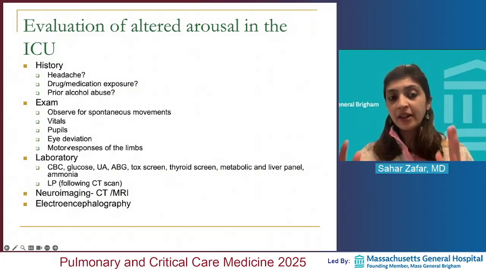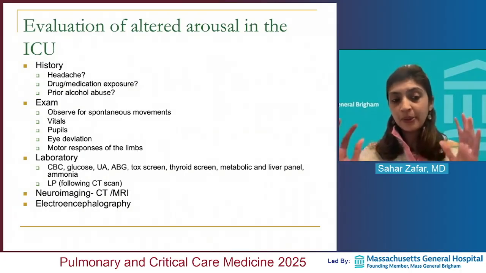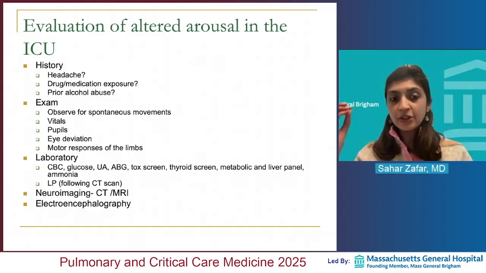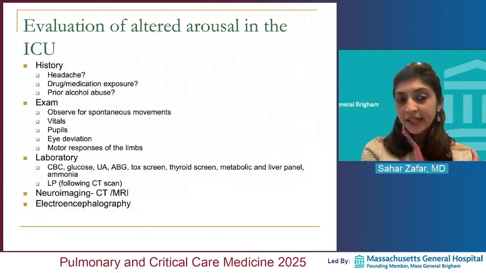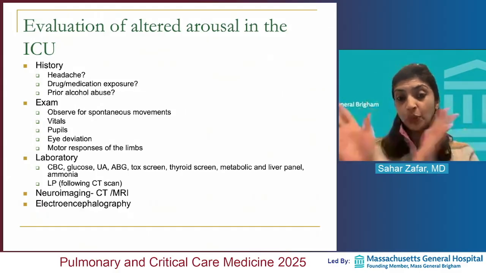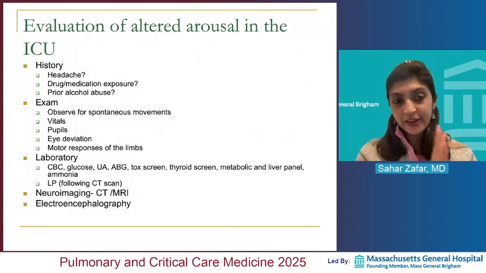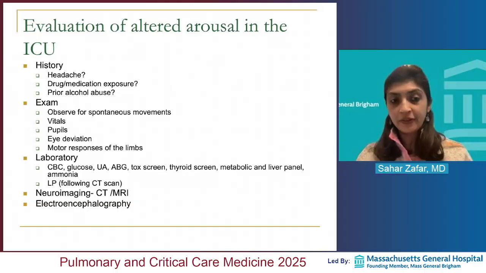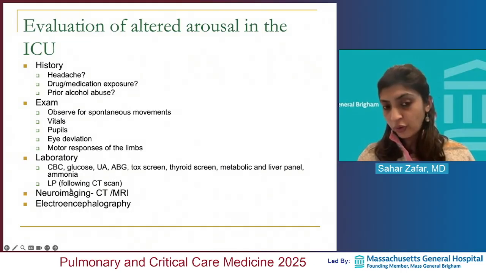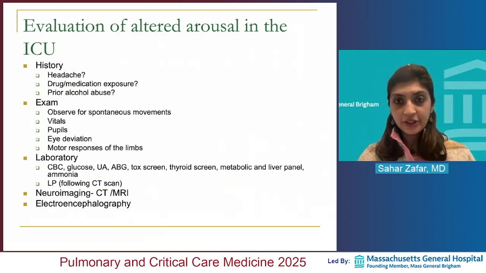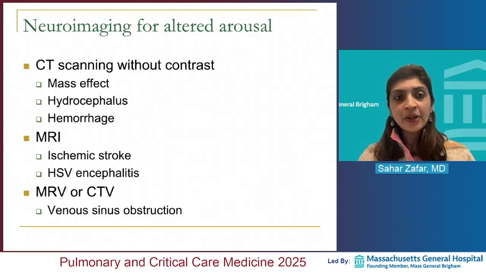Eye deviation, a key thing to know is that you can differentiate between stroke and seizures. In seizures, the eyes look away from the side of the seizure, and for strokes, the eyes look towards the side of the stroke. So if you're seeing forced gaze deviation, think seizure or stroke, it could be either one of the two. Then, of course, laboratory workup, toxic metabolic screens, LP if there's concern for infectious etiologies, imaging, and then finally considering EEG monitoring in patients that have altered mental status.